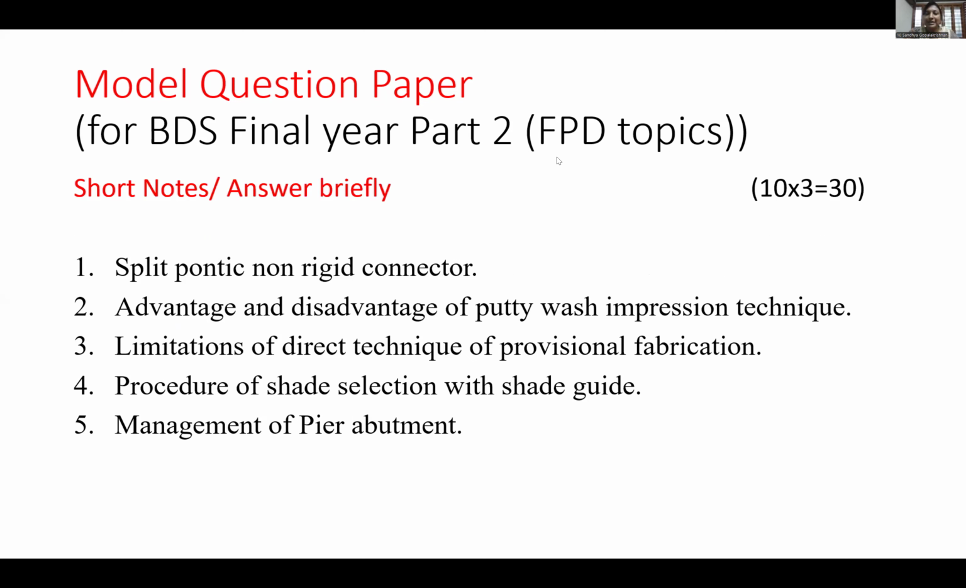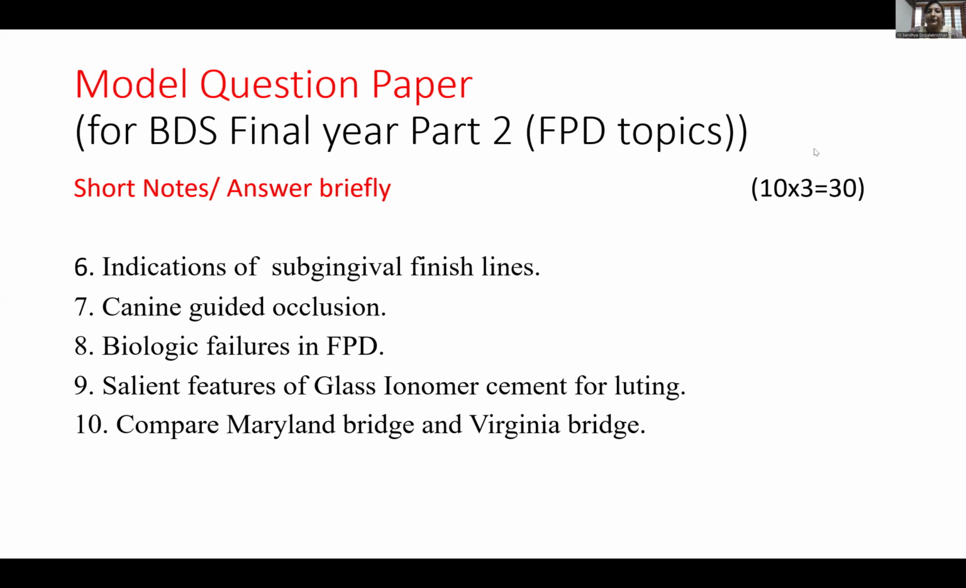We have 10 short notes, 3 marks each. First is split pontic non-rigid connector. Second is advantages and disadvantages of putty wash impression, limitations of direct technique of provisional fabrication, procedure of shade selection with shade guide, management of pier abutment, indications of subgingival finish lines, canine guided occlusion, biological failures in FPD, salient features of glass ionomer cement for luting, compare Maryland Bridge with Virginia Bridge.